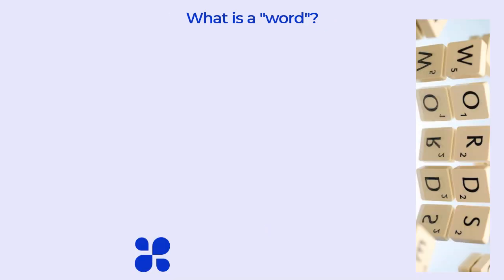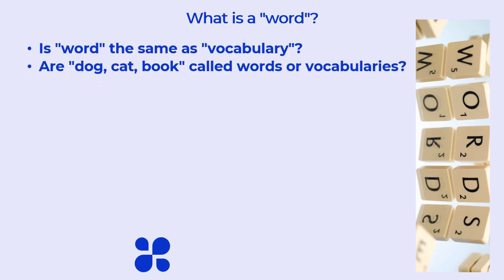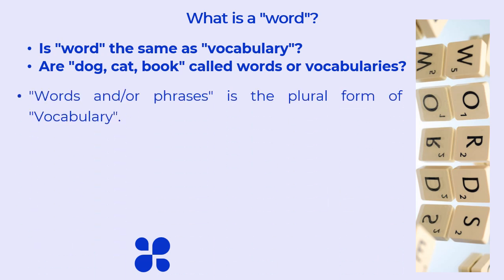This brings us to another point of the introduction: what is a word? The same questions are asked. Is the word "word" the same as the word "vocabulary"? Are the words dog, cat, book called words or vocabularies? Yes, they are the same, but when talking about multiple words or phrases, we use the word "words" or "phrases" to describe them, not "vocabularies", because the word "vocabulary" does not have a plural form.